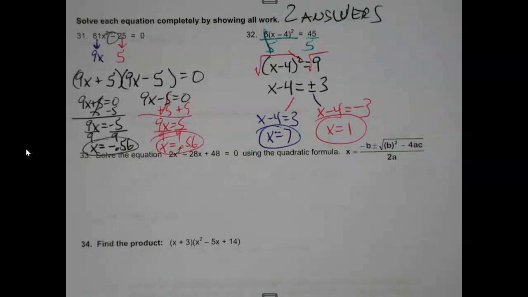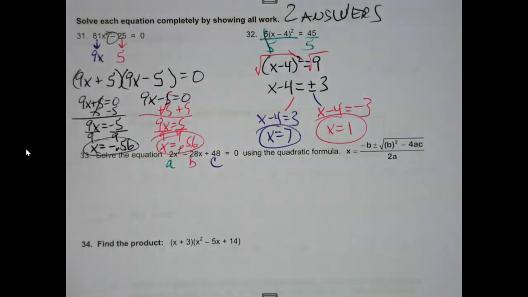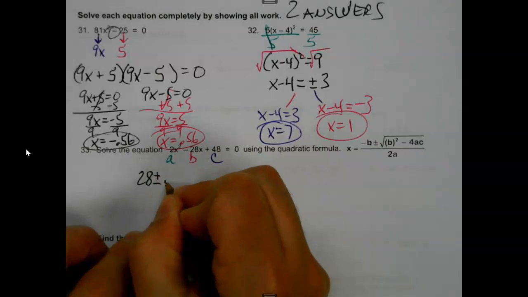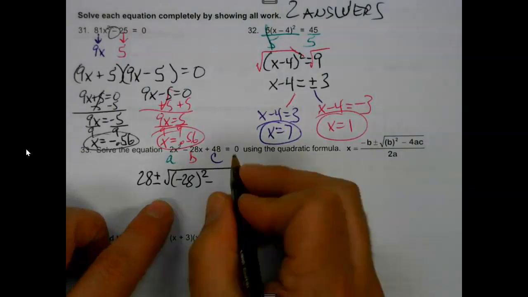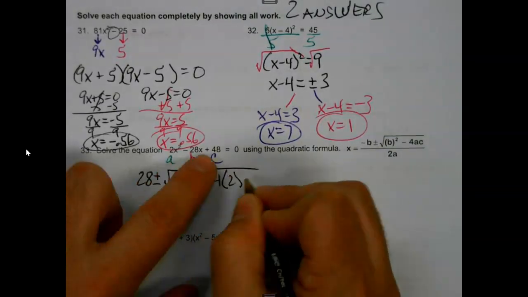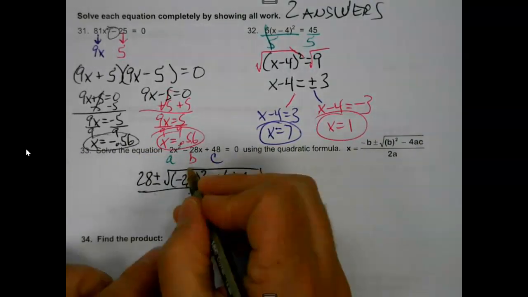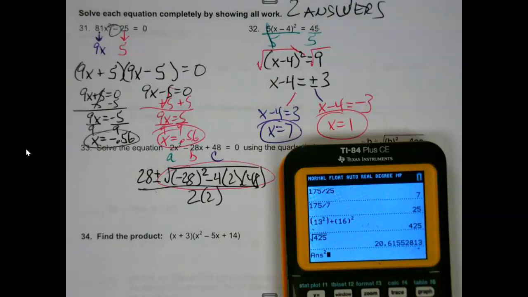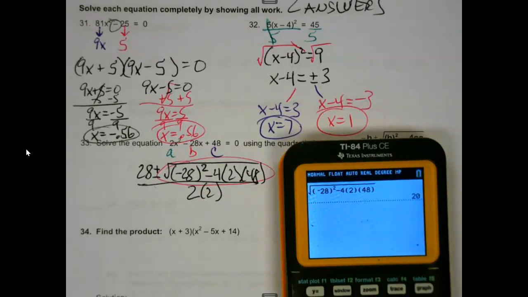Solve using the quadratic formula. We've been here, done this, especially lately. ABC, formula's right there. The opposite of B, plus or minus the square root of B squared minus 4AC, all over 2A. Just put that into the calculator. Oh dear. There we go. Ooh, that came out nice.